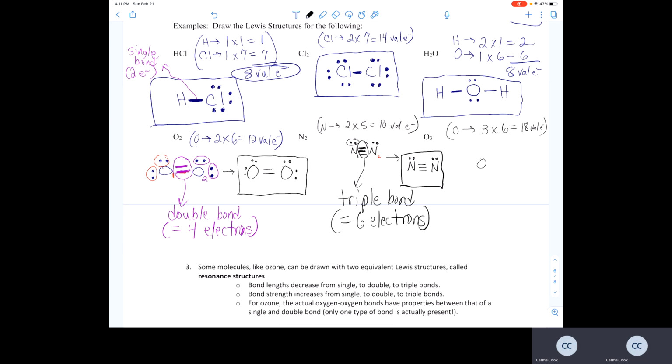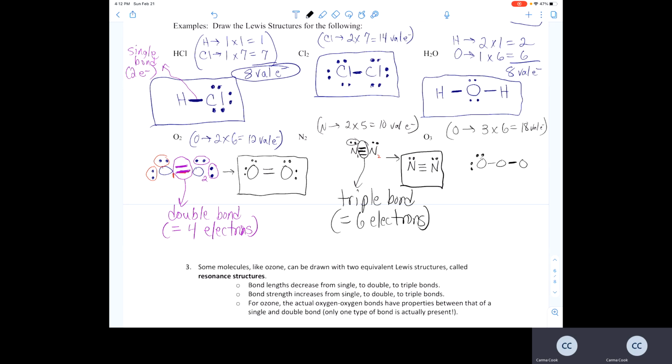So we'll put all 3 oxygens next to each other and connect them to each other with a single bond. So I've put in 2 single bonds connecting the 3 oxygens. Those 2 single bonds are 2 electrons each, so I've put in 4 of the 18 required electrons. Now I put in the remaining by putting in dots in pairs of 2 around the oxygens.